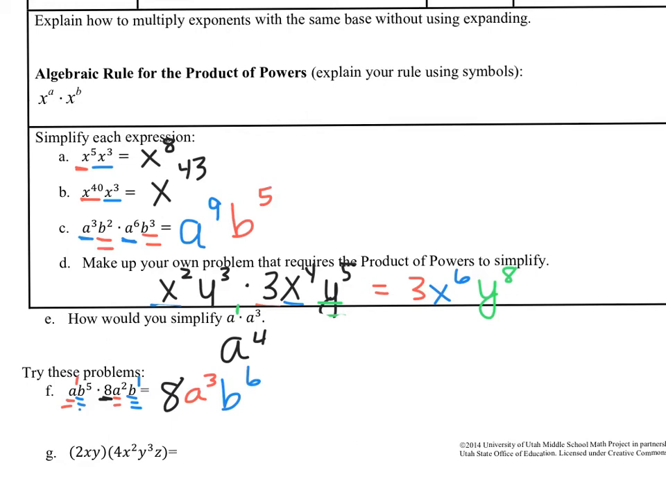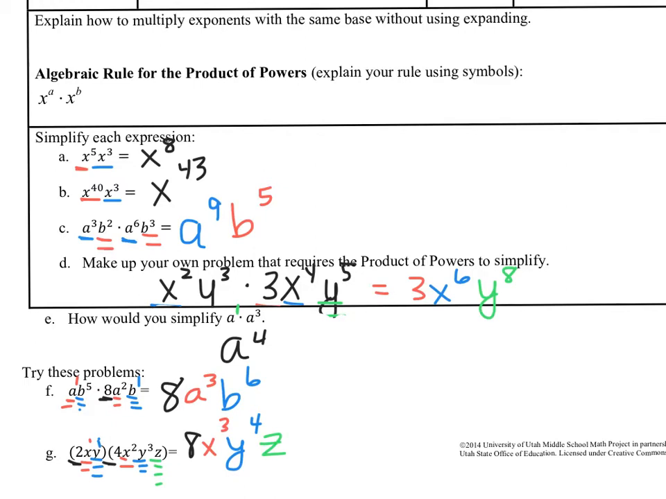In the next one, I have two numbers in front. I've got 2 and 4. A lot of people want to write 6, but I'm multiplying. So if I multiply 2 times 4, that gives me 8. And then I've got x to the first and x to the second, which gives me 1 plus 2 is 3, x to the third. I've got y to the first and y to the third, which gives me a total of 4 y's, y to the fourth. And then z has nobody to multiply with, so it's going to remain z to the first.